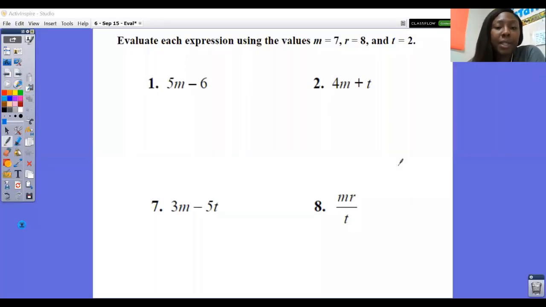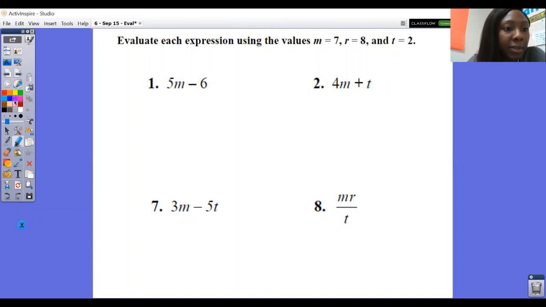All right, students, so today we're going to be evaluating expressions. If you look at the top directions, it says evaluate each expression using the values m equals 7, r equals 8, and t equals 2. So for each of these expressions, we're going to evaluate. Evaluate means to basically plug in the value, the correct value where it belongs.